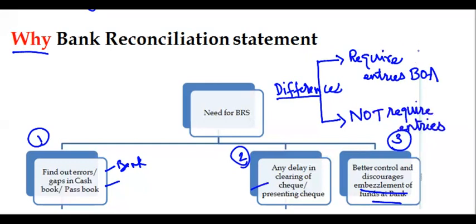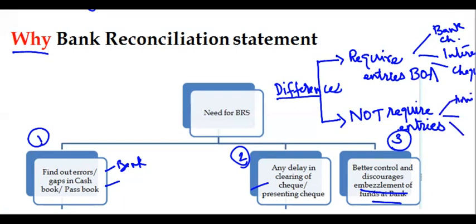Those which require entries in the books of accounts could be like the bank charges or the interest, or any check which is directly deposited by the debtor into the bank. These would require an entry in our books of accounts. However, there are some which do not require entries in the books of accounts, like timing differences, such as a check which has been issued but not cleared. These are timing differences which don't require any entry in our books of accounts.